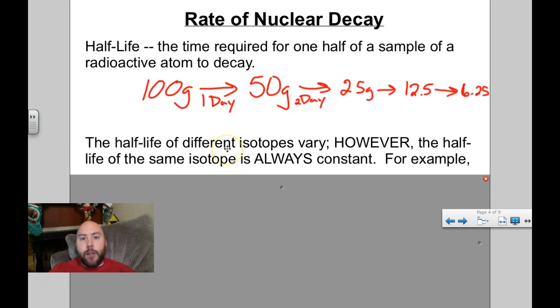The half-life of different isotopes varies. So carbon-13 has a different half-life than carbon-14. However, the half-life of the same isotope is always constant.